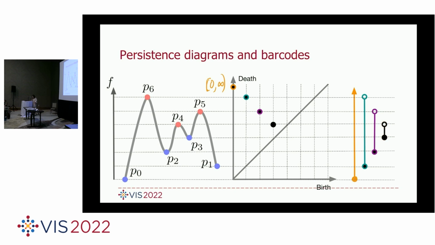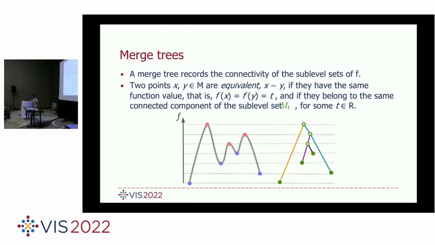So the barcode has a lot more algebraic formulations than the persistent diagram. So people who work in applied topology prefer barcode representation slightly more. But the reason I'm also showing this barcode is because this is related to the next concept I want to introduce, which is merge tree. If you have a function, the merge tree records the connectivity of the sublevel set.